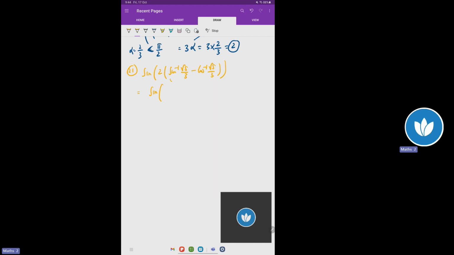So we can convert this into one thing: pi by 2 minus cos inverse root 5 by 3 we can write. So this is pi by 2 minus 2 cos inverse root 5 by 3. Now let's open this. This is pi minus 4 cos inverse root 5 by 3. So this is sine, since sine of pi minus theta is sine theta, so sine of 4 cos inverse root 5 by 3.